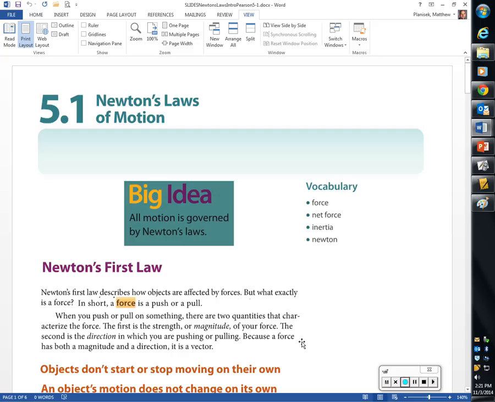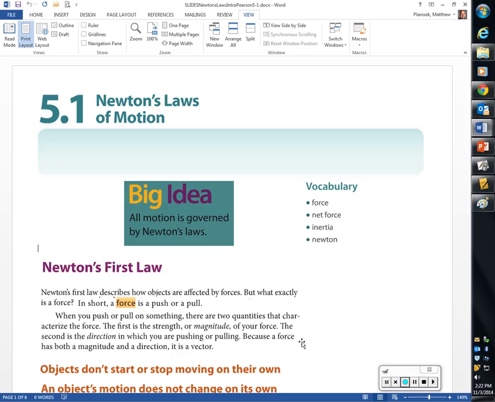So, back on Thursday, we introduced Chapter 5 in Section 5.1, getting into Newton's laws. We talked about Newton's first law and Newton's second law. Newton's first law can be summarized in one word: inertia, right? The tendency of an object to maintain what it is currently doing, whether that is at rest or whether that is moving with constant velocity.